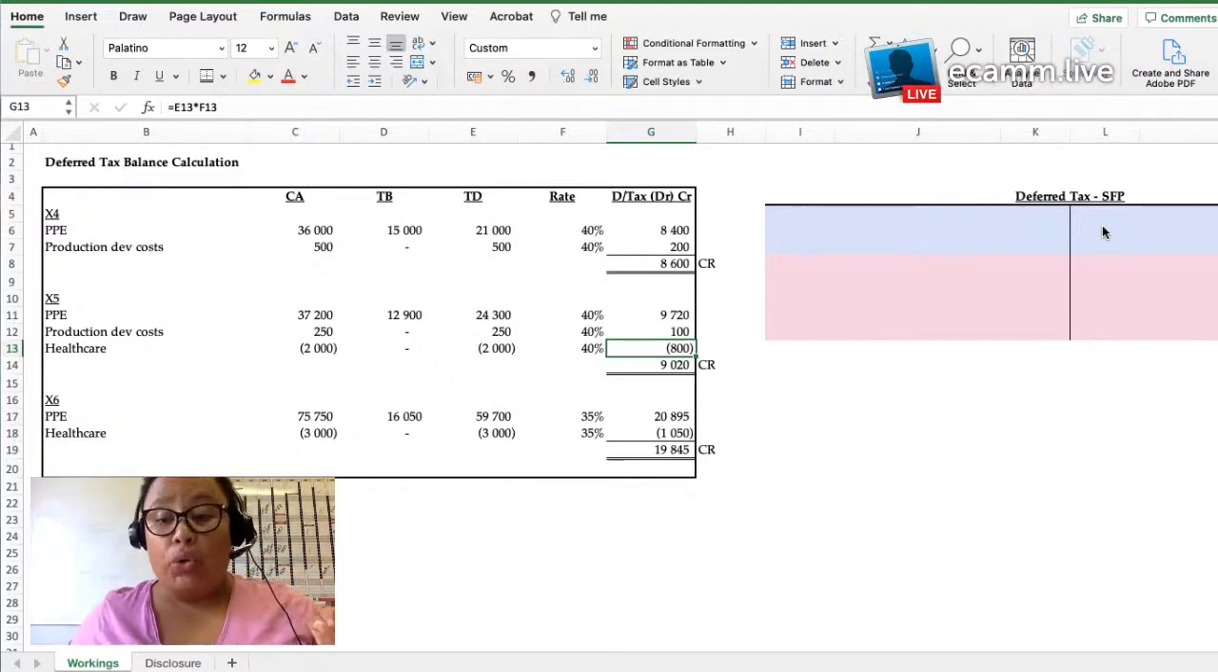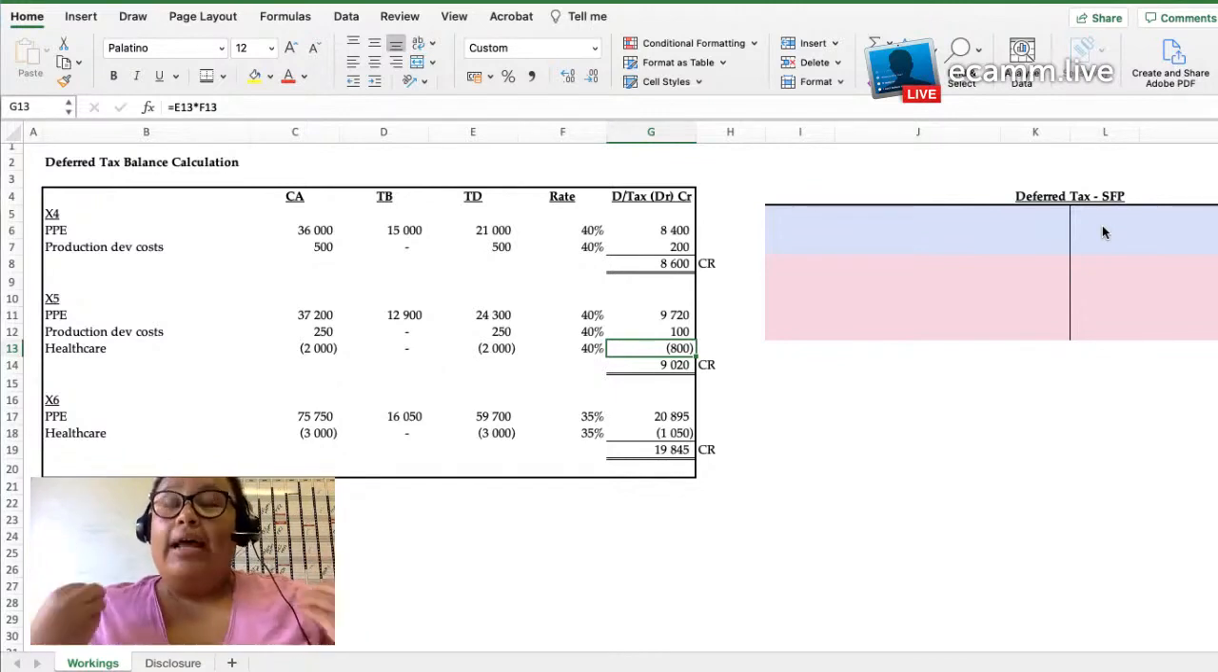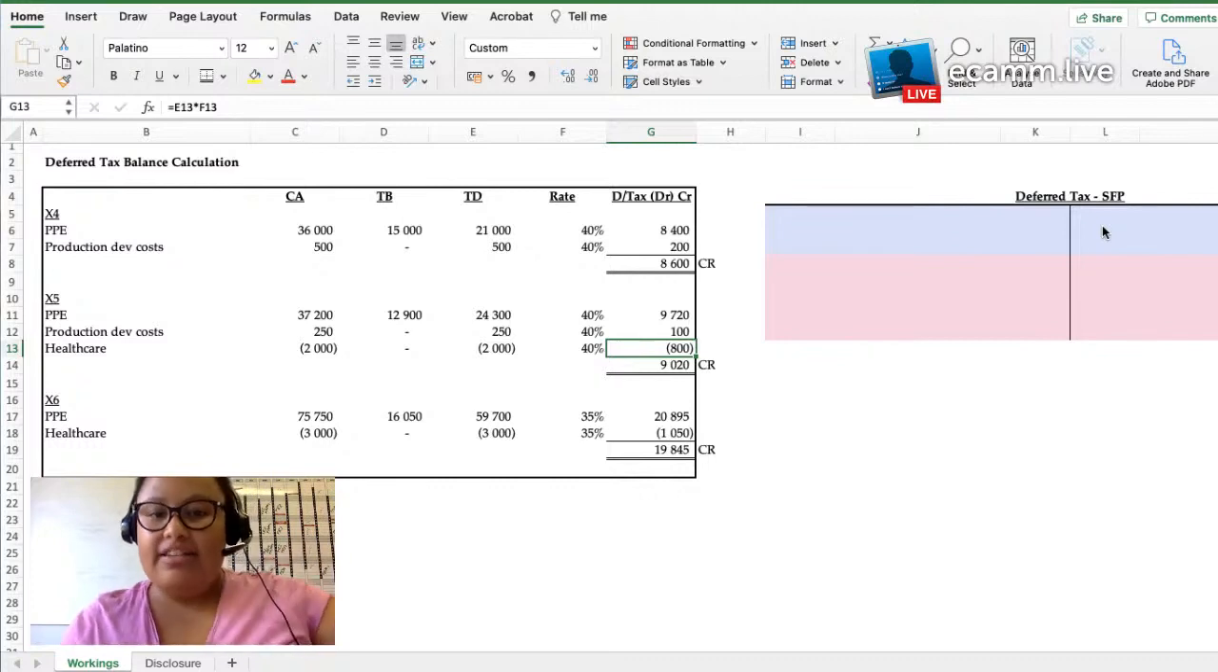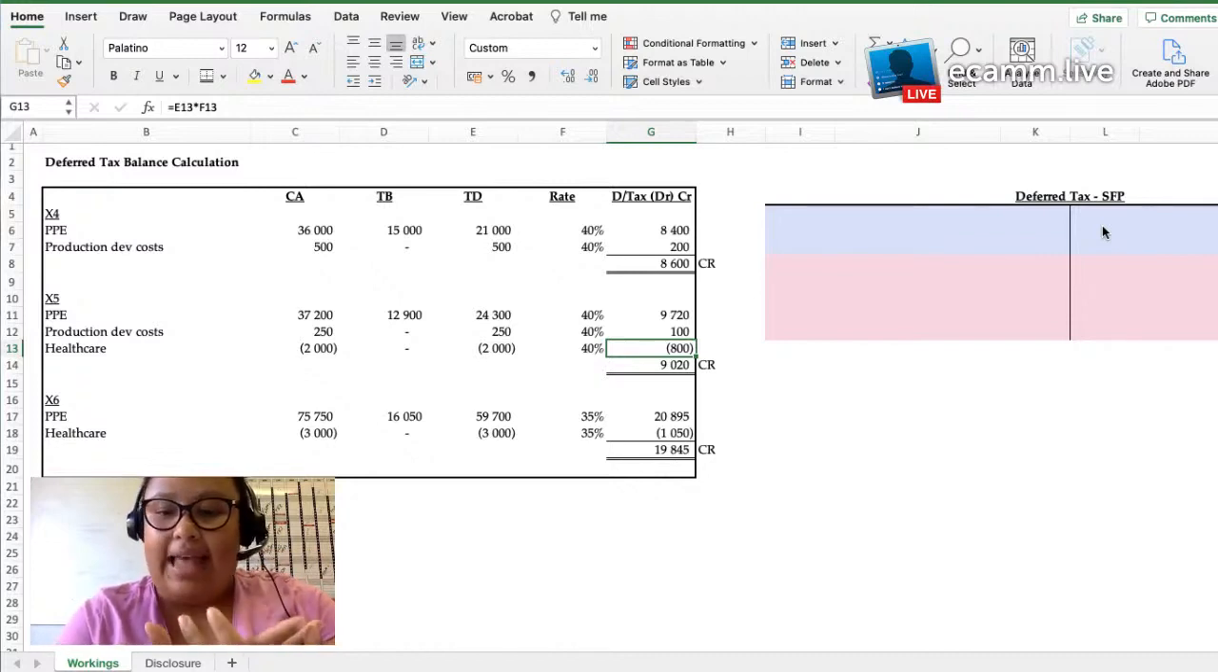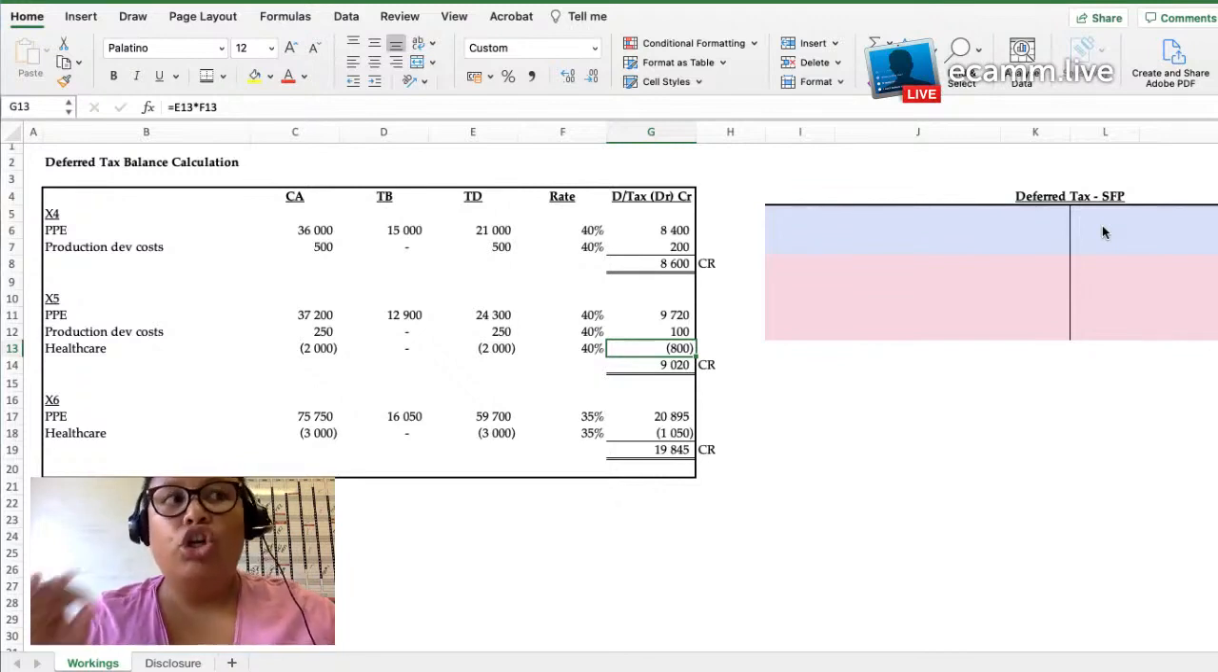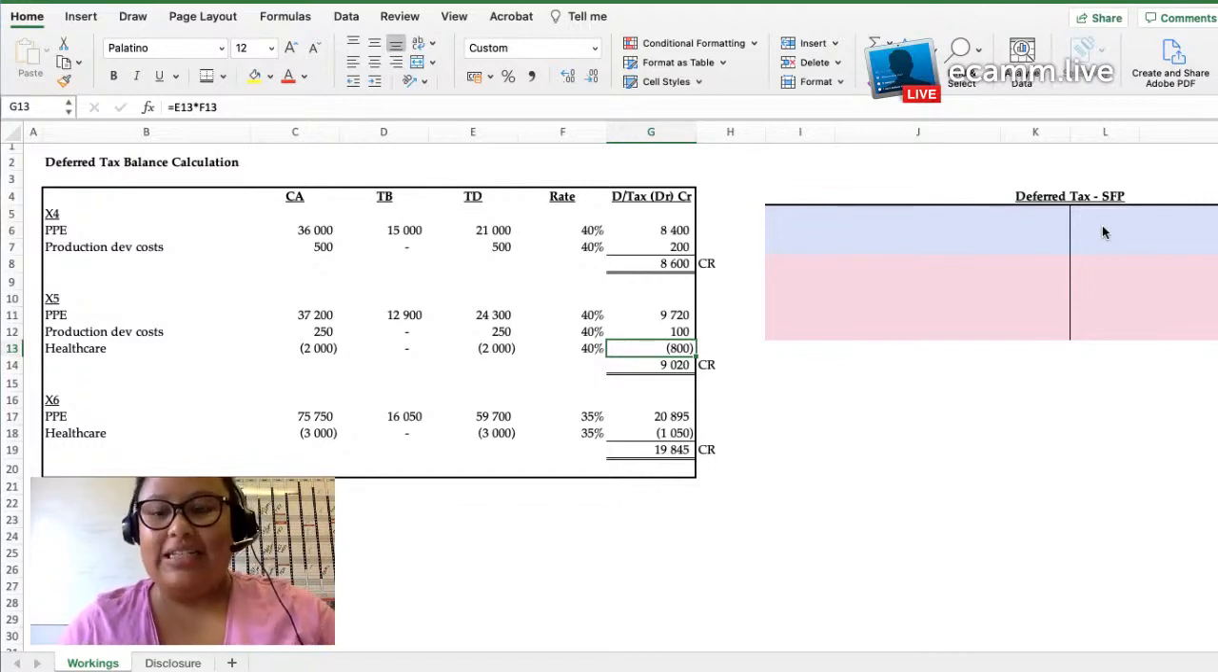So what I want to discourage is memorizing that positive means taxable and negative means deductible. I want you to really grapple with why it's taxable or why it's deductible. Because if in a test or exam we ask you to explain how to calculate the deferred tax balance, you need to be able to explain why it is taxable or why it is deductible, and that's why I stress that.